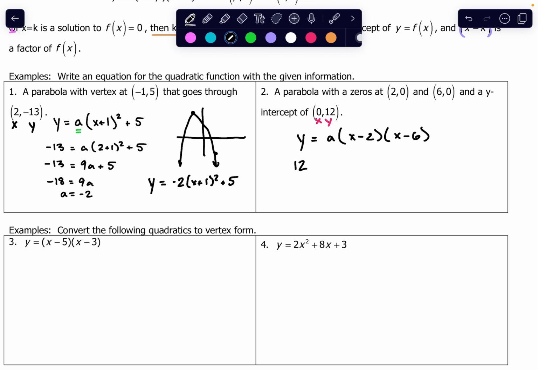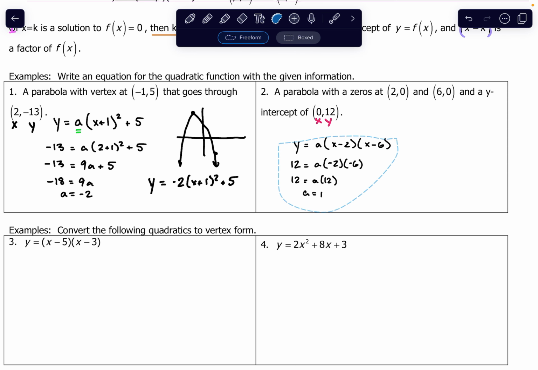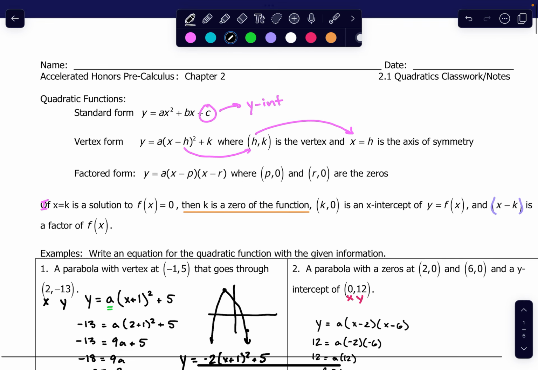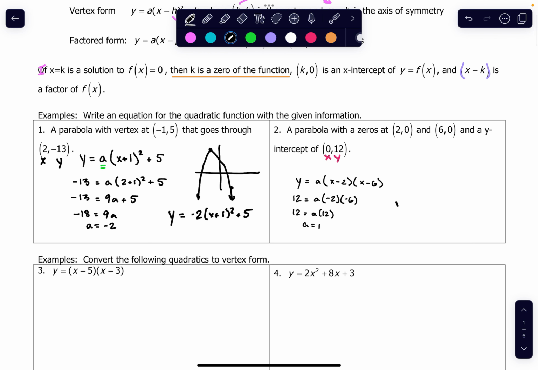The y-coordinate is 12. a is what we're solving for. 0 minus -2 is 2. 0 minus 6 is -6. Oh my gosh, how lovely. That simplifies to +12, which means a must be equal to 1, just as we suspected. Lastly, let's write our equation in factored form. You can use function notation for this, but I'm using y.